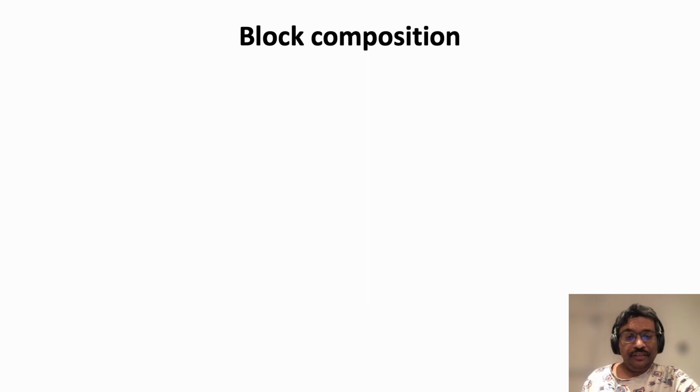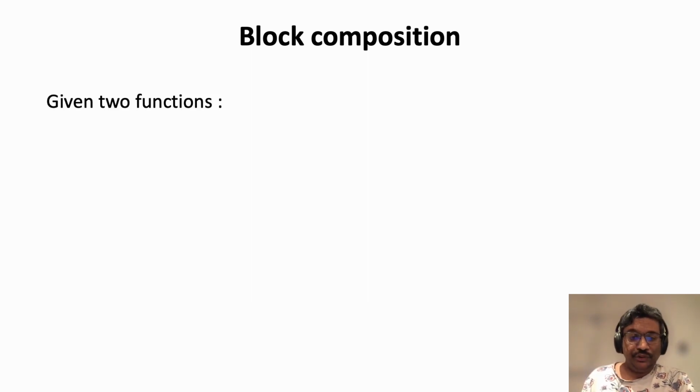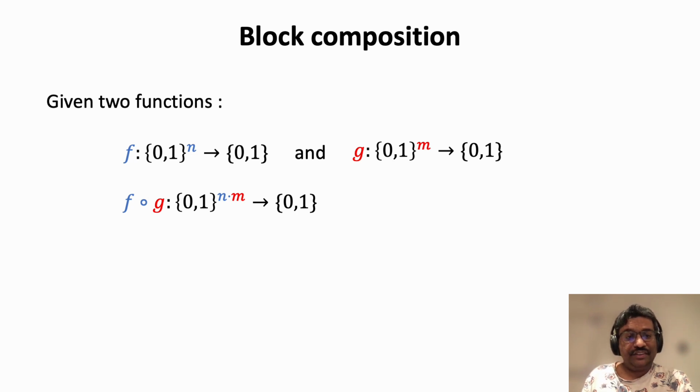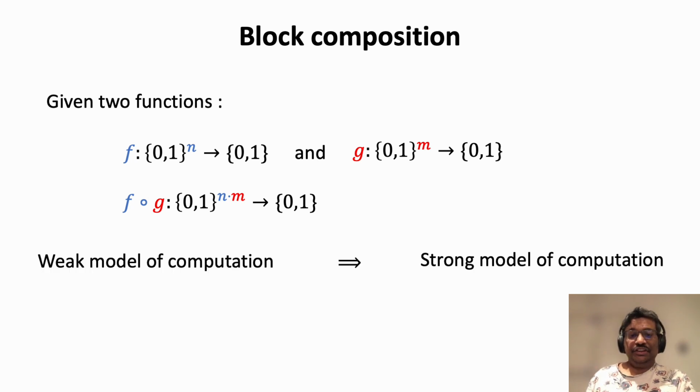To talk more about lifting theorems, I'd like to introduce an important operation on Boolean functions known as block composition. It is a simple operation. It involves two Boolean functions. Let's say f, which is on n bits, and g, which is on m bits. The block composition of f and g, denoted by f circle g, is a Boolean function which takes nm bits of input and produces 1 bit of output. The precise definition of this block composition will be deferred to the next slide, but its connection to lifting theorems is as follows.